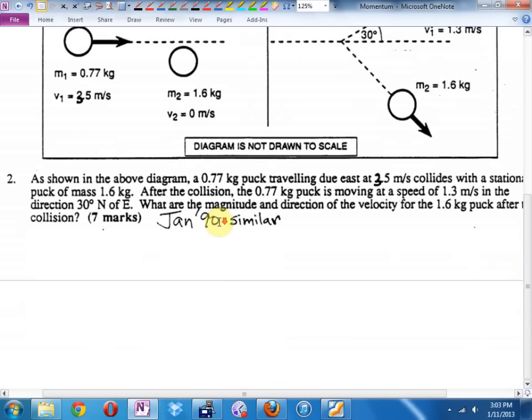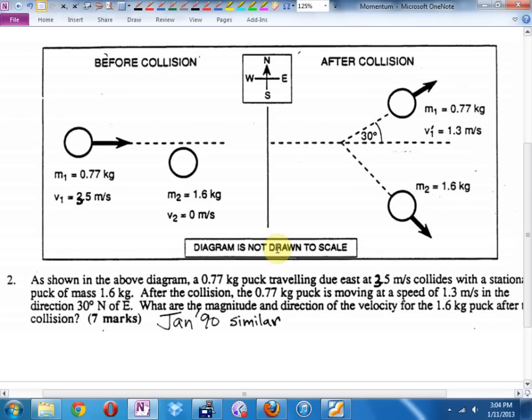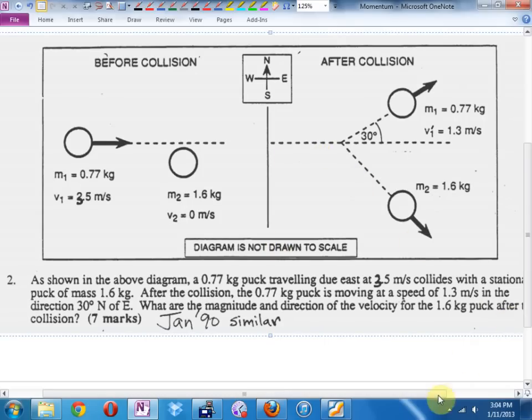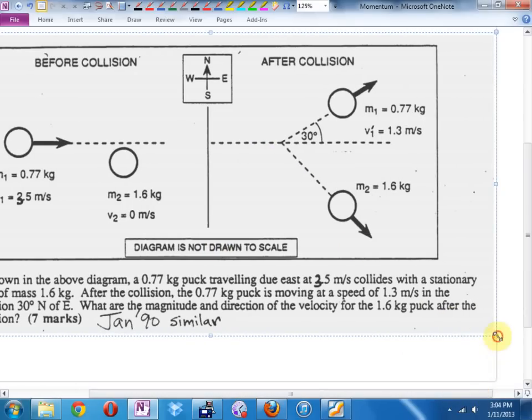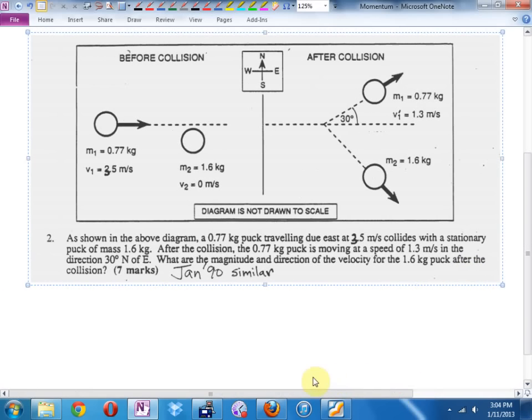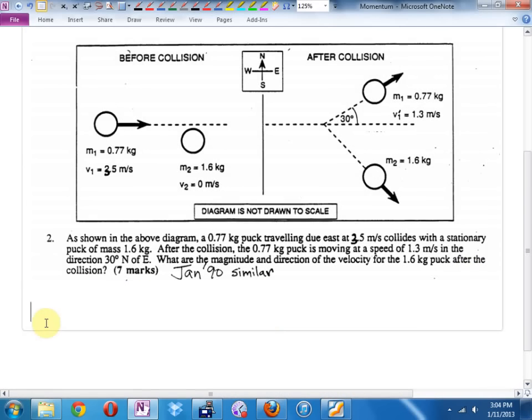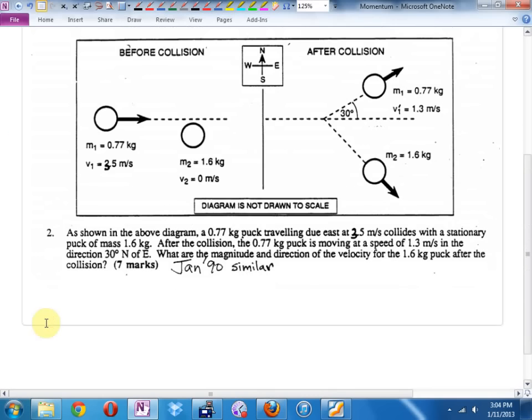Okay? Do you want me to do this one, or are you okay? I can do it, certainly. I'm going to shrink the diagram down just a tiny bit so I can get it all on one page. Again, if you want to write this down, you can, or if you want to watch, I can print this up for you after the fact. Okay? As shown in the above diagram, we have a puck moving due east at 3.5 meters per second, which collides with a stationary puck of mass 1.6 kilograms.